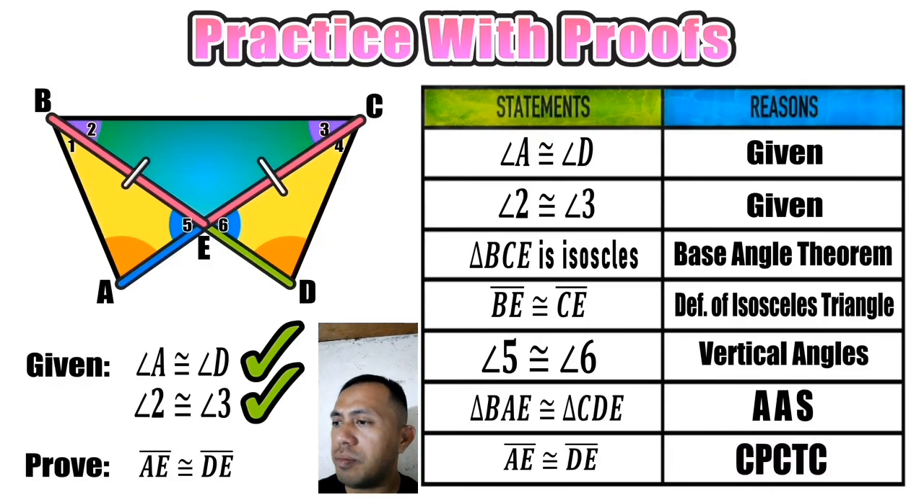Next, observe that triangles BAE and CDE have a pair of vertical angles, angle 5 and angle 6, which are congruent because all vertical angles are congruent. We now have enough information to prove that triangle BAE is congruent to CDE by the angle side postulate. Since segments AE and DE are part of those triangles, showing that the triangles are congruent allows us to finish our proof and conclude that AE is congruent to DE.